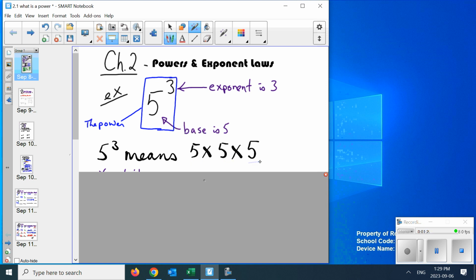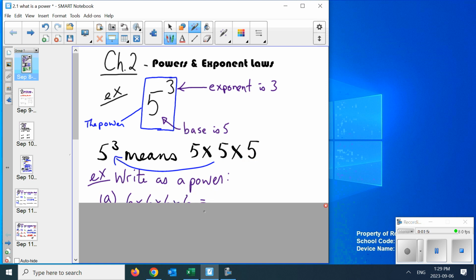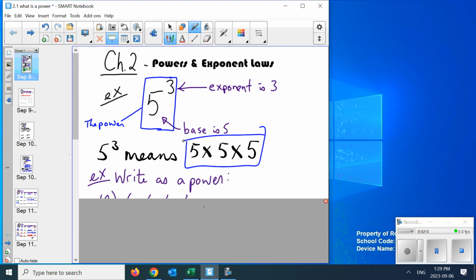You can calculate it. 5 times 5 is 25 times 5 is 125. If you have a calculator with the exponent button, you can do it that way. But I'm going to want you to know that repeated multiplication is abbreviated basically with this exponent. 5 times 5 times 5, written as a power. That means going from this to that.